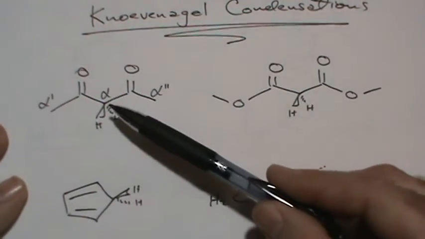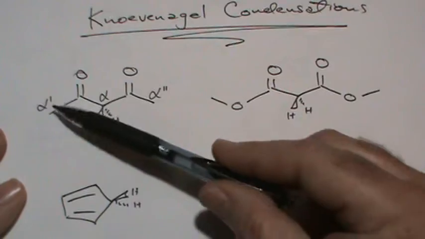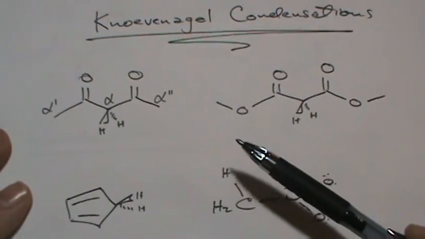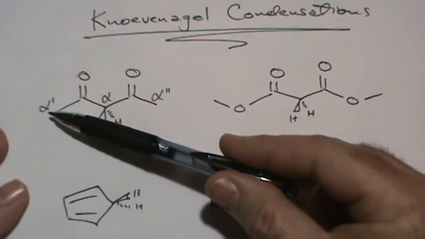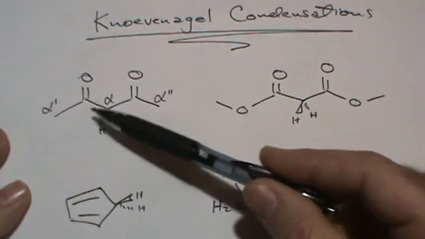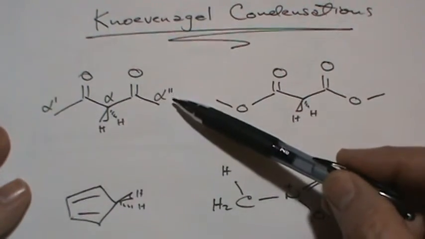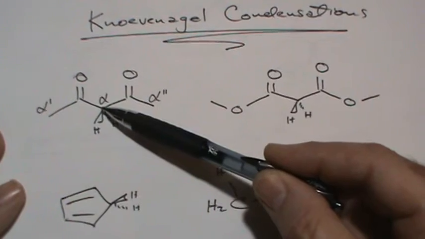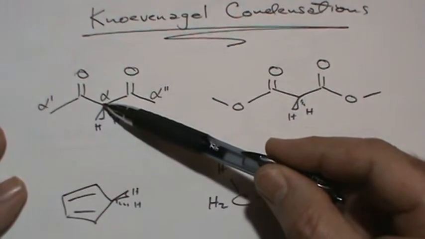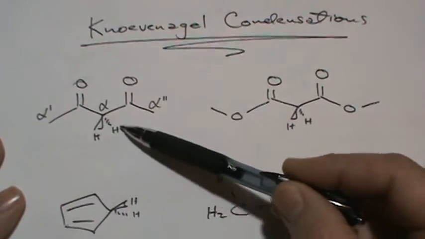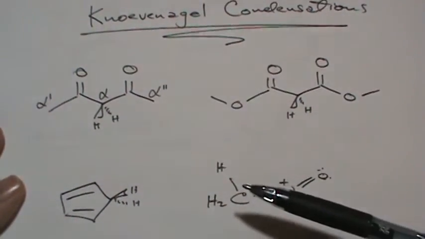Beta dicarbonyl compounds will have, in the case of the beta diketones, 3 different types of alpha protons. Let's look at these alpha carbons, all of which have protons on them. We've got alpha in the middle, alpha prime on the left, and alpha double prime on the right. This alpha carbon in the middle is the one that's special, because this alpha carbon is sandwiched between 2 carbonyls. And that makes these protons right here unusually acidic.